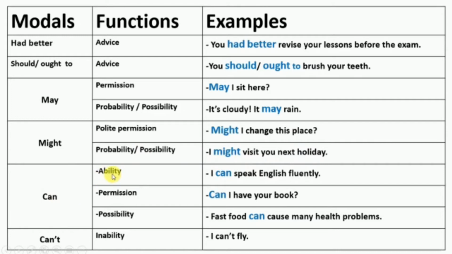Can expresses ability. القدرة أو الاستطاعة. I can means أستطيع. I can speak English fluently. And it can also express permission. Can I have your book? Here you ask for permission so that you can use the book. Possibility, something that is possible. ممكن. Fast food can cause many health problems. And can't expresses inability. ضد ديال القدرة اللي هو العجز. I can't fly. Okay, I can't fly.